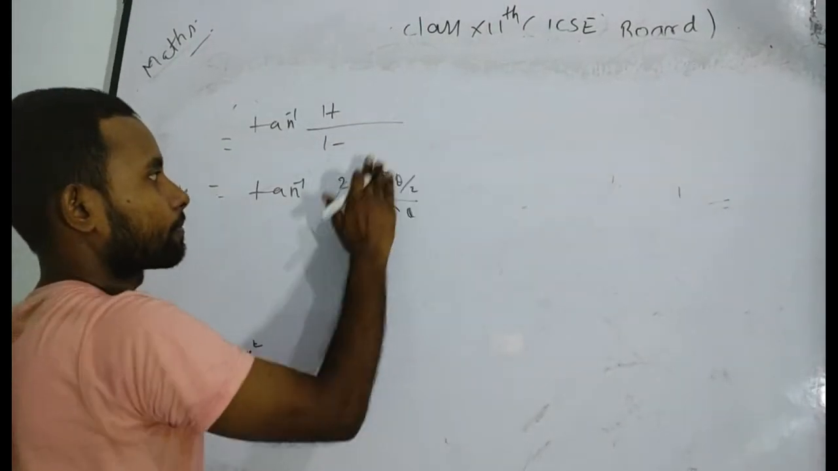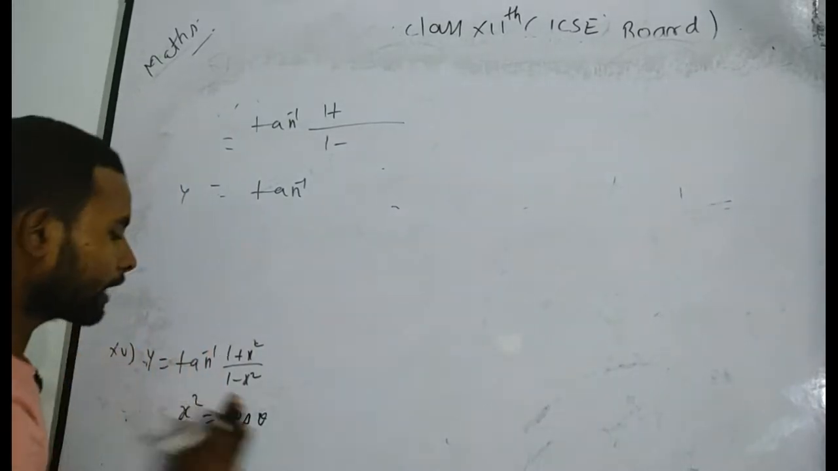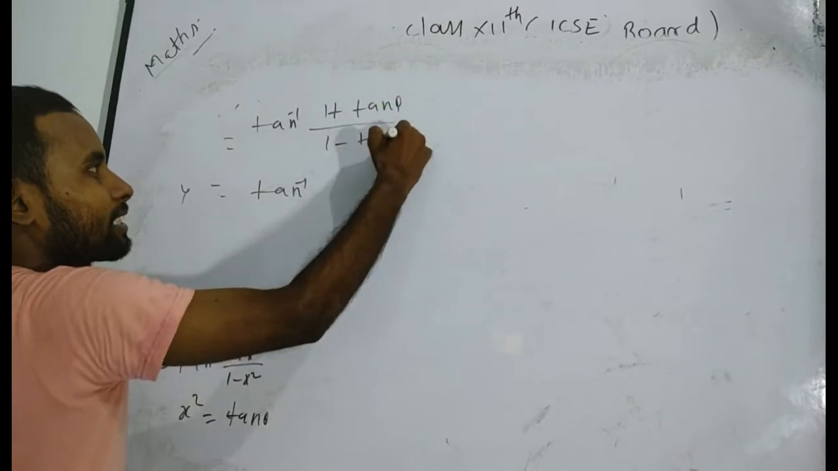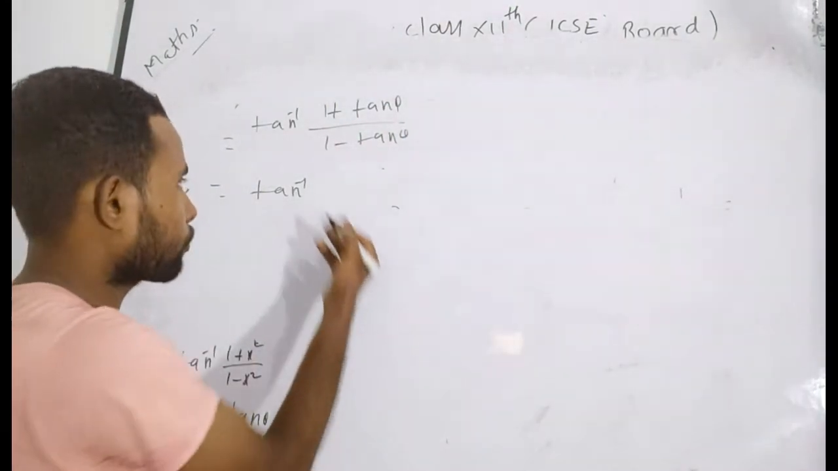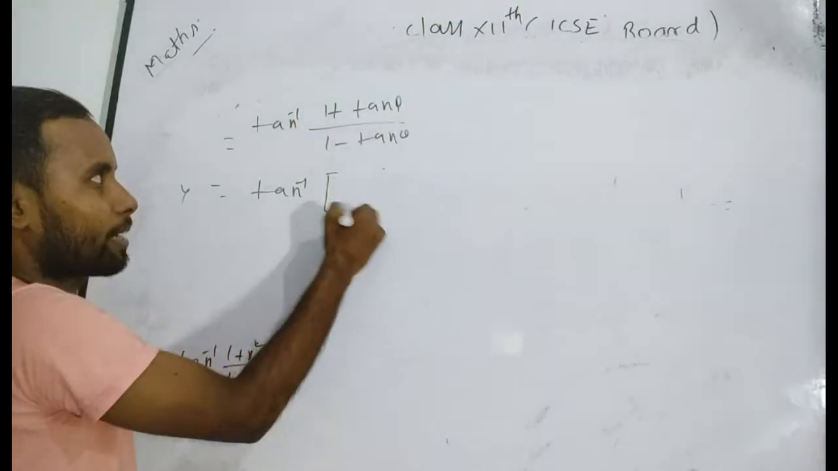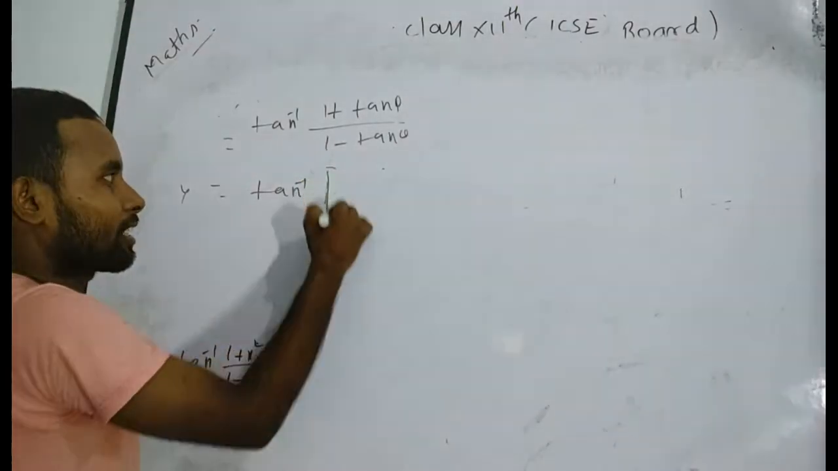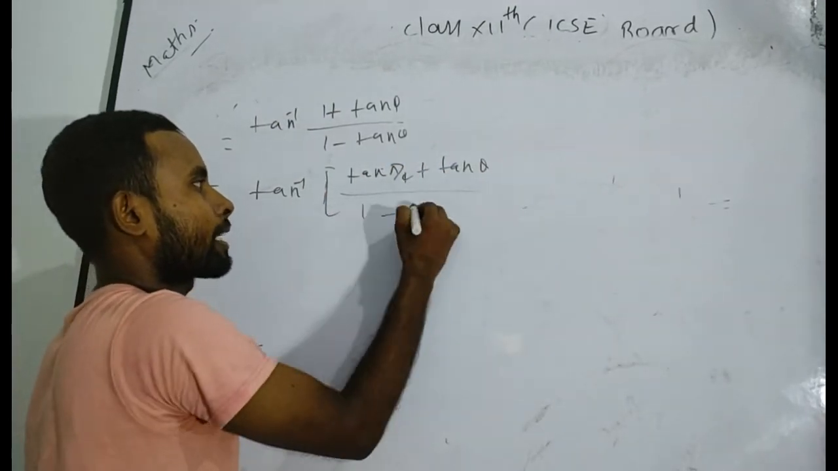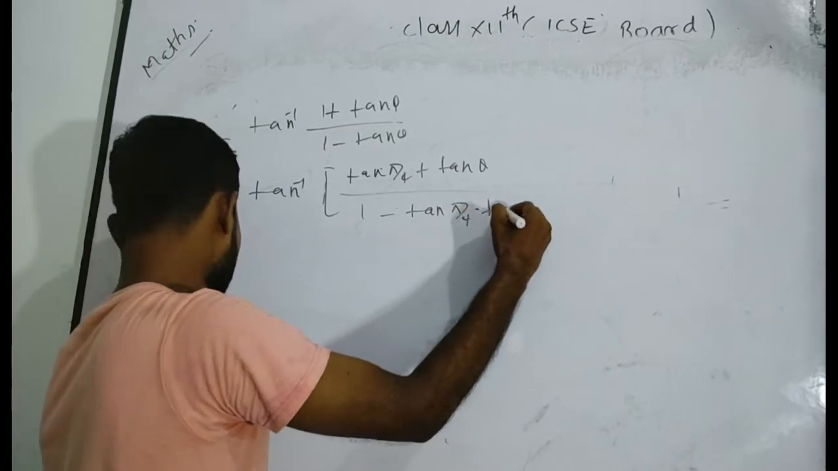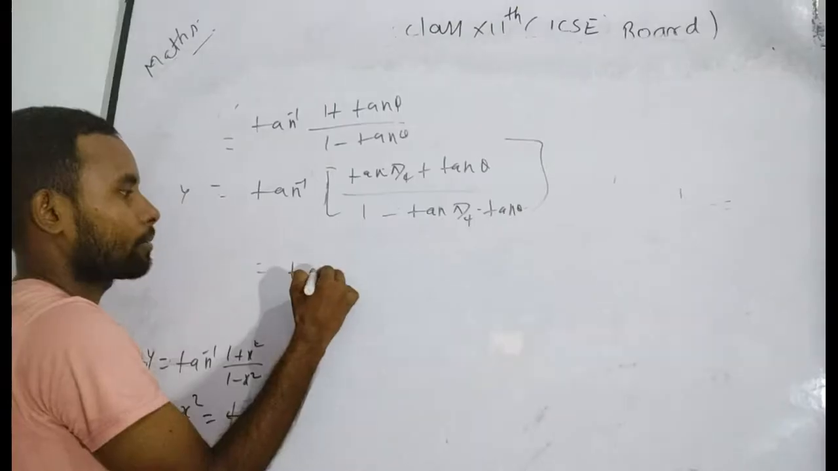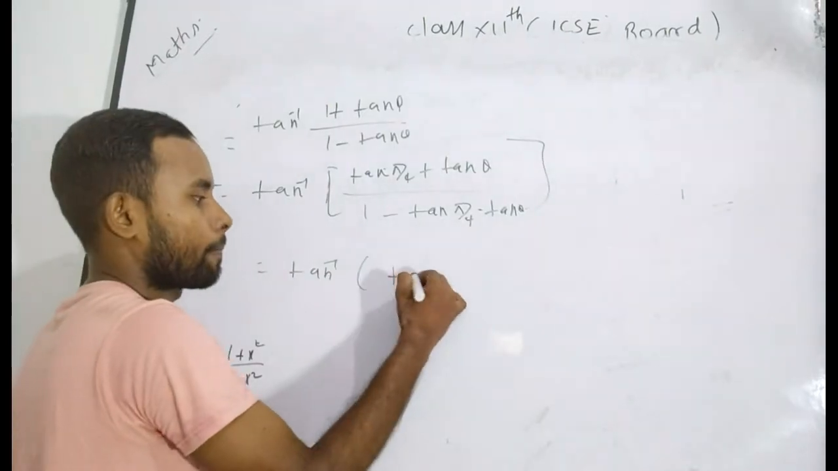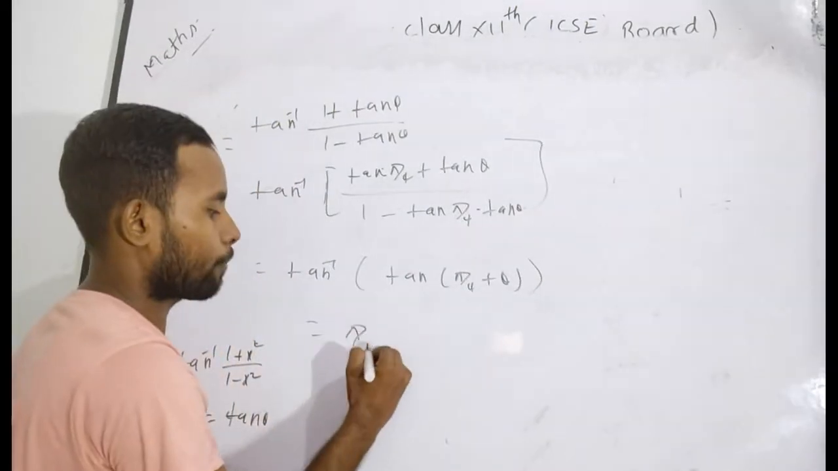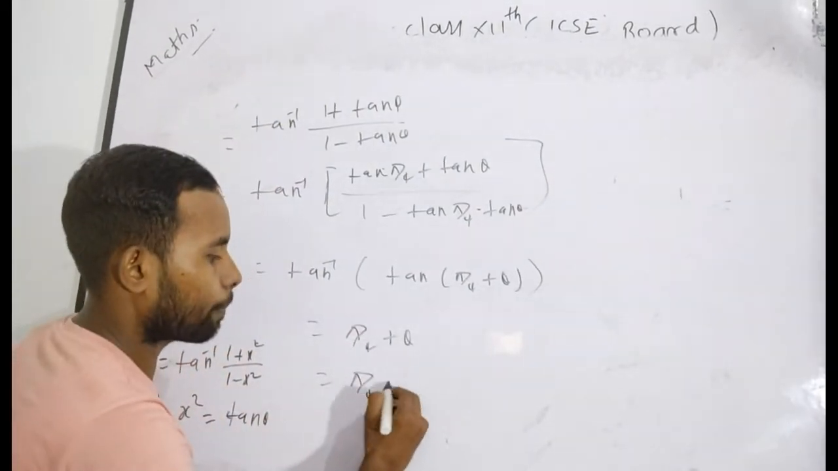Don't put cos theta. Put here x square is equal to tan theta. In that case it becomes (1 plus tan theta) divided by (1 minus tan theta). I think now you can proceed. After simplification, you can take tan pi by 4 plus tan theta divided by 1 minus tan pi by 4 into tan theta. In that case it will be tan inverse of tan(pi by 4 plus theta). Finally you will get pi by 4 plus theta.